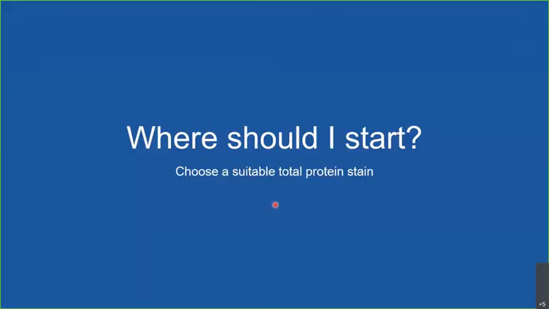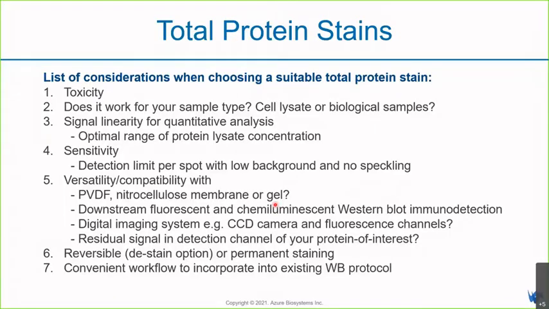Next, the question is, where should I start if I want to do total protein stains? Of course, the first thing is you have to pick a suitable total protein stain. Here's a list of considerations when choosing a suitable total protein stain. Firstly, of course, toxicity. Best is non-toxic to humans. Second, does the stain work for your sample type? Is it good for cell lysate or other biological samples?